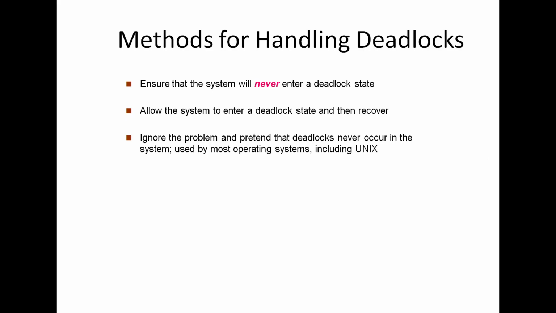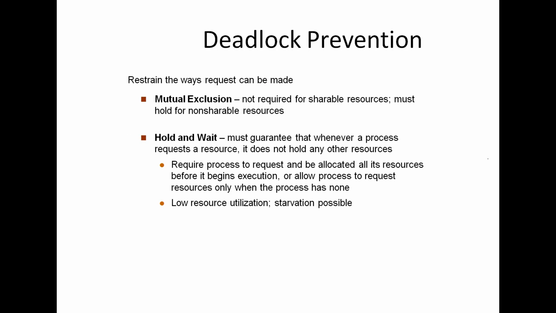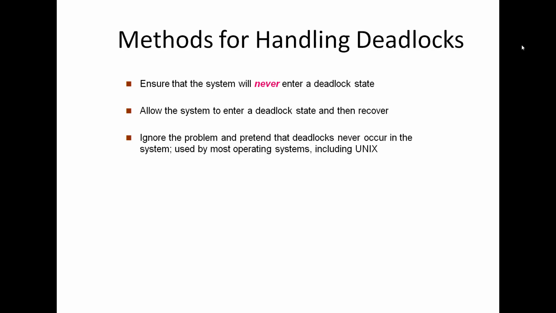So how to handle the deadlock? There are methods. First, ensure that the system will never enter a deadlock state; that is called deadlock prevention. Second, allow the system to enter the deadlock state and then recover; that is called deadlock avoidance. Okay, so that's all about it.